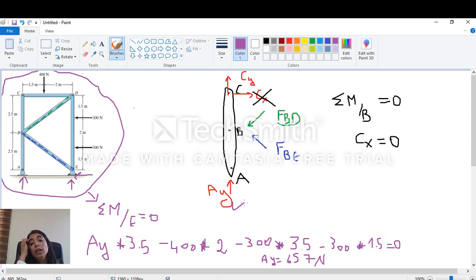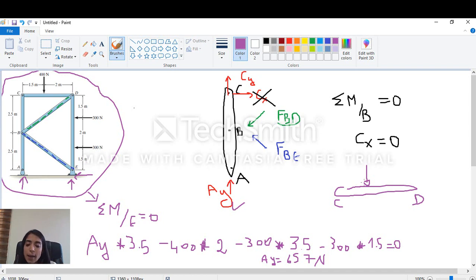I still have 3 unknowns, FBE, FBD, and CY. So how to find them? Basically, I can go to the member CD. I will keep B to the end because I have 2 forces in it. Now, the joint C here, or the pin C here, is also connecting member ABC with member CD. So if I take the member CD, what do you think? Is CD a 2-force member? Of course not, because I have here 400 Newton.